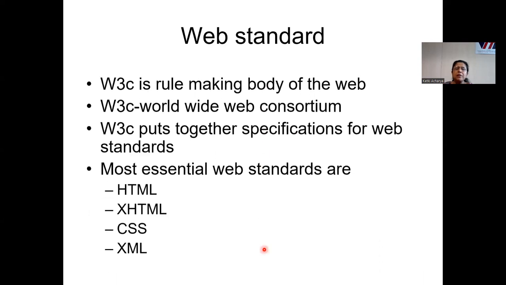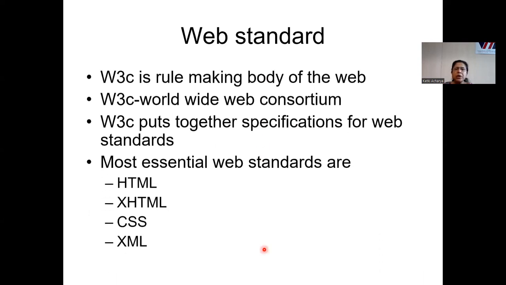And to develop a website, we have already discussed there is the W3C, World Wide Web Consortium. It is an organization, W3.org, which maintains a certain set of rules or standards. And when I develop any web page, I should follow that standard. So W3C is the rule making body of the web. W3C puts together specifications for web standards. Some of the web standards are HTML, XHTML, CSS, XML. In your curriculum, you have HTML and CSS.